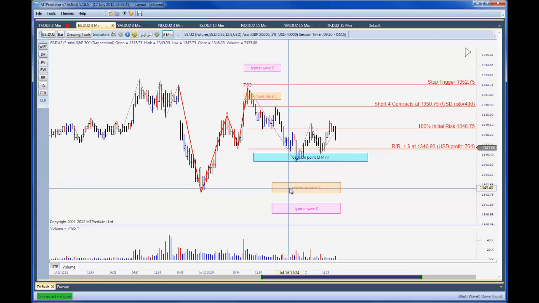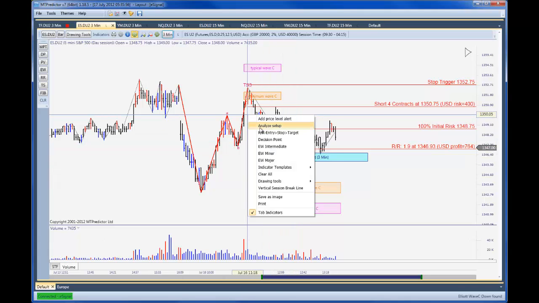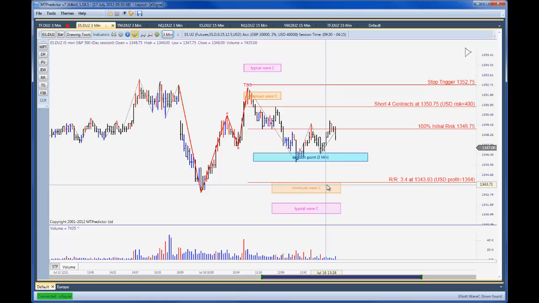So that's the tip in today's video, is that very often when a TS setup, particularly TS3 setup, fails, and what I mean by fail is fail to reach the first initial target, which in this case would have been down here, it very often tends to reverse at the DP from the prior wave below. So have that on your charts, and that gives you a good area in advance of where to be looking for a potential reversal. So that's a good tip for the more advanced MTPredictor users among you.